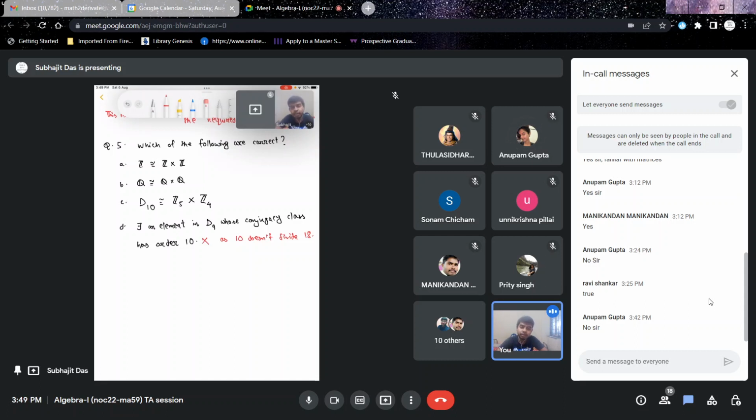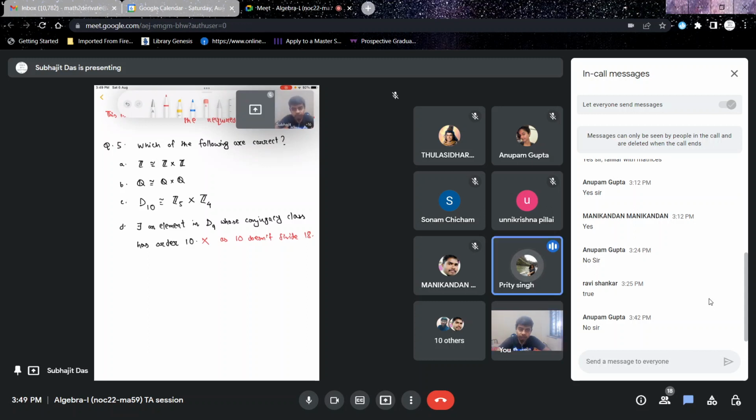Yeah, you can. What were you saying? No, this is true. Okay, this is true. So why is this true? Both groups have order 20, but does this always mean that they will be isomorphic?